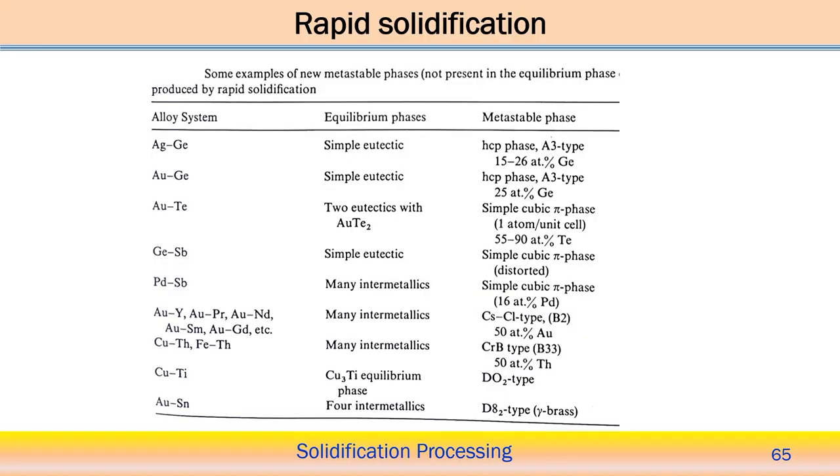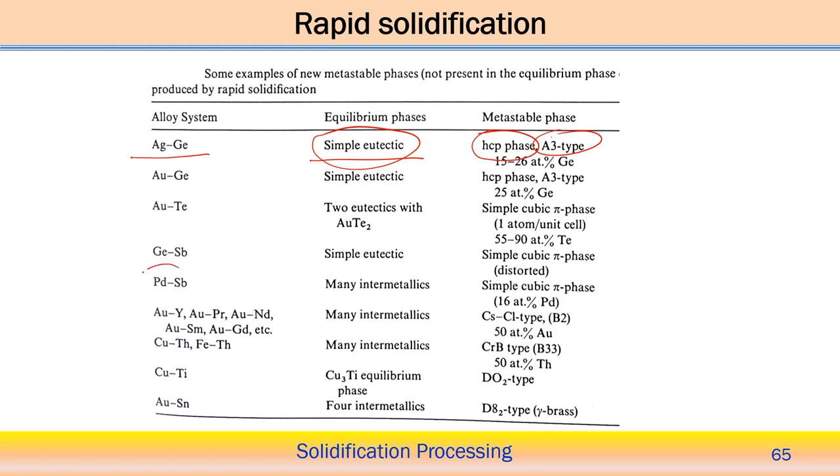Here is some example. Because we see rapid solidification, we can follow some metastable phase which is not present in the equilibrium phase diagram. For example, take Ag, silver, and Ge, germanium. In this case, it is a simple eutectic composition. Here you can see the HCP phase, and this is the simple eutectic in the equilibrium case, but when you follow rapid cooling, it follows a different kind of phase. It can be the HCP phase, and an A3 type of phase is also possible.